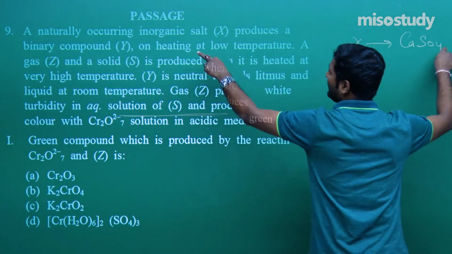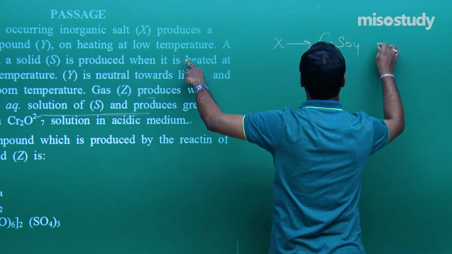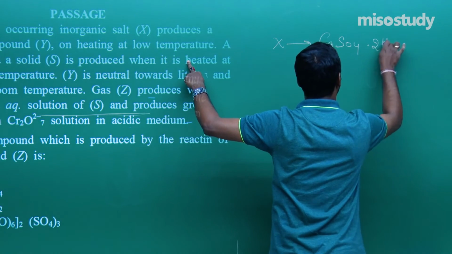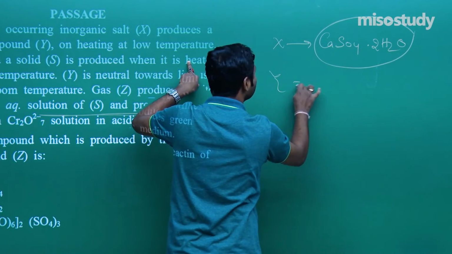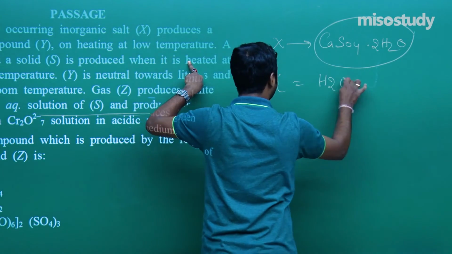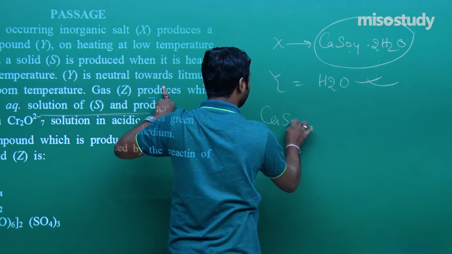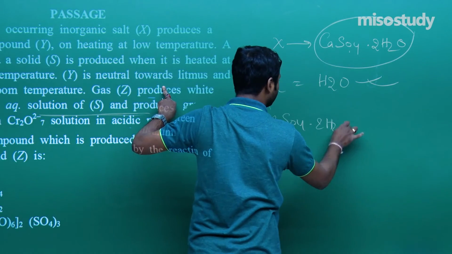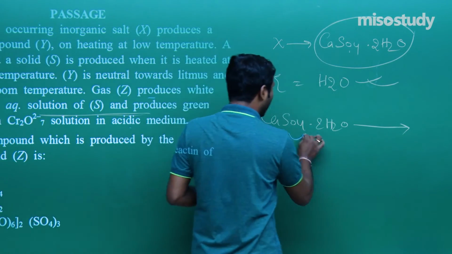CaSO4, and it produces a binary compound when heated at low temperature. That is, it forms CaSO4 into 2H2O. Y is, sir, this one is H2O. Okay, sir. And Z is the decomposition product of CaSO4 into 2H2O. Is it visible to you, friend? After decomposition, what will happen?